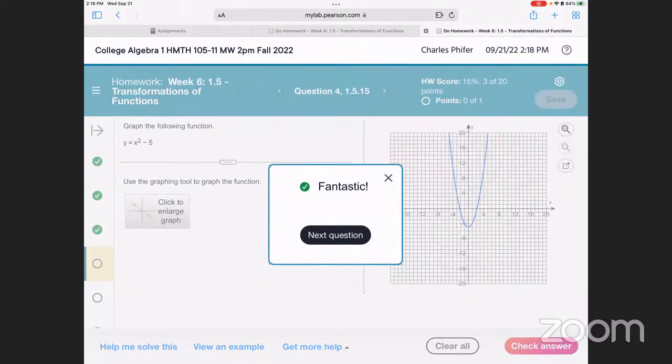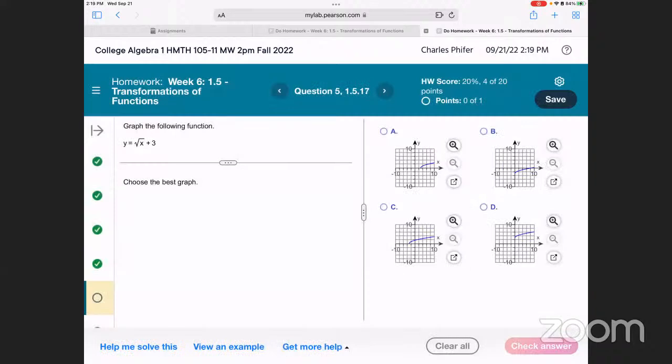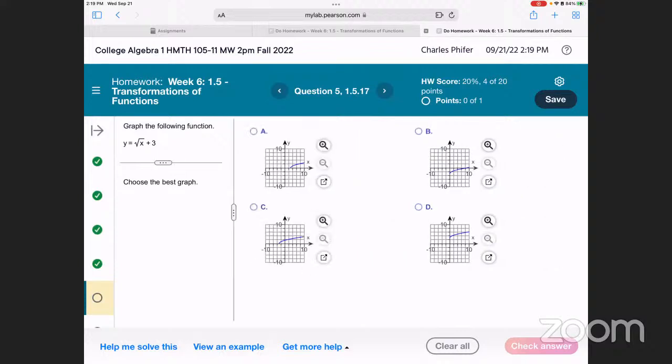Nice. All right, let's try another one. And again, if anything isn't clear, feel free to unmute yourself and get my attention. Okay. This one, we can do a poll. So let's go something like this.